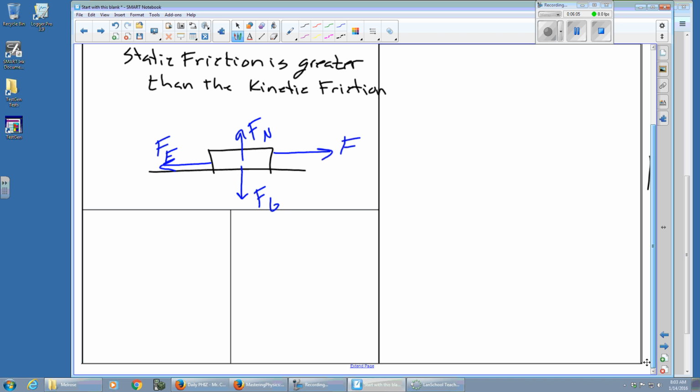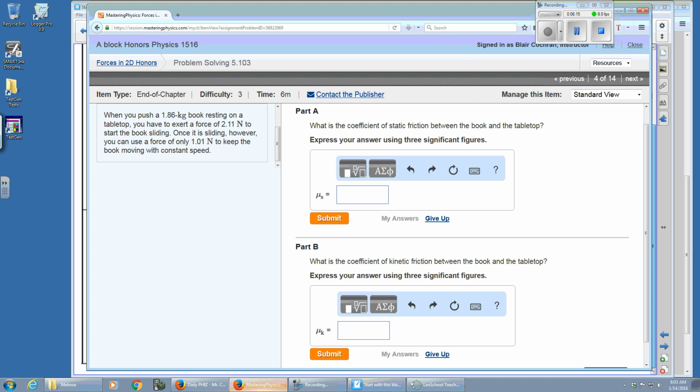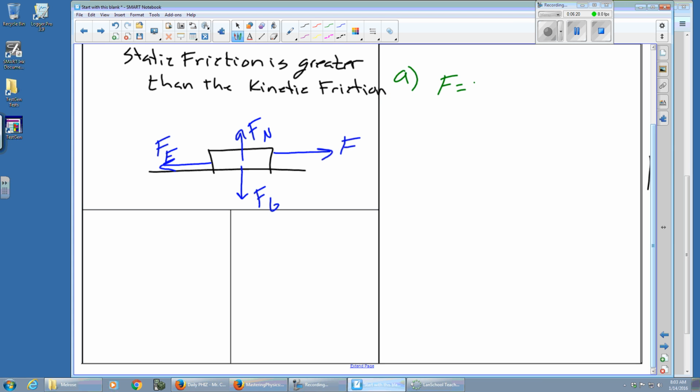So start with part A. In part A, F is, for me, let's see, 2.11 newtons. And I'm going to start with the sum of the forces in the y equals 0. And really quickly get to that the normal force equals the force of gravity, which is mg.